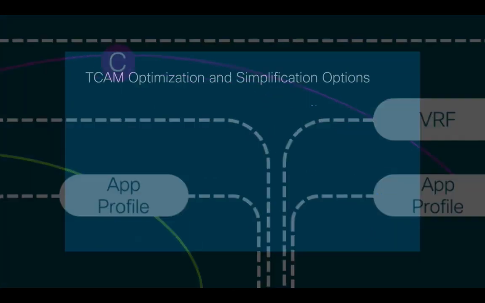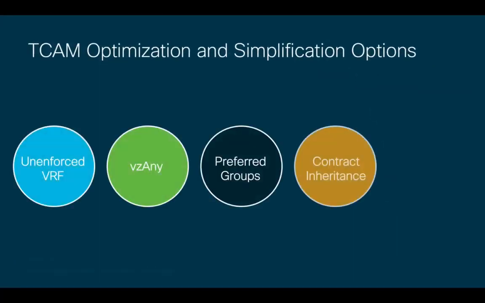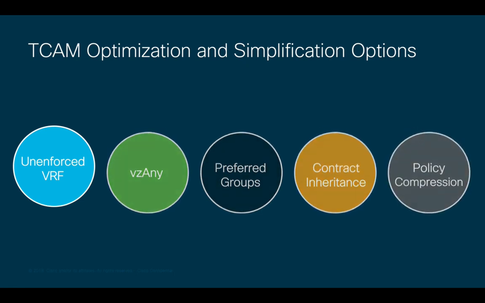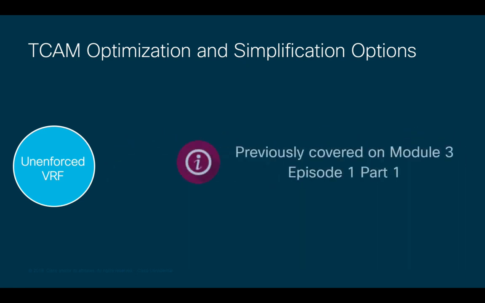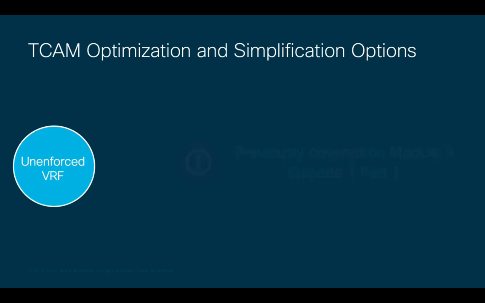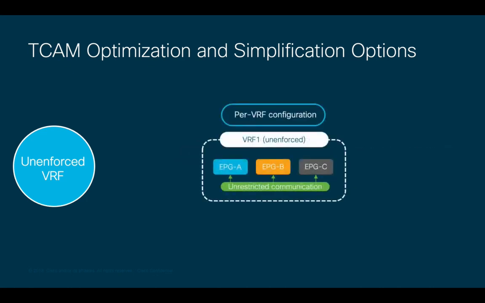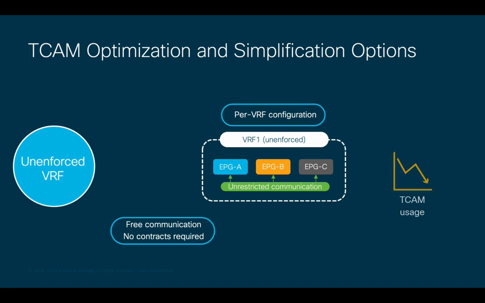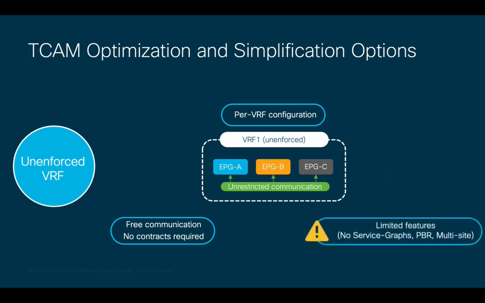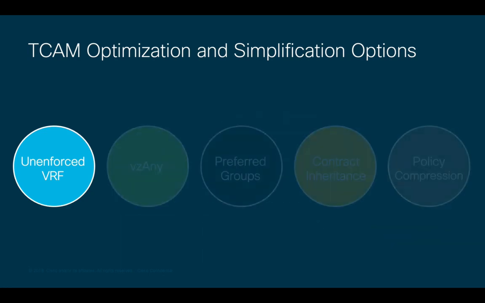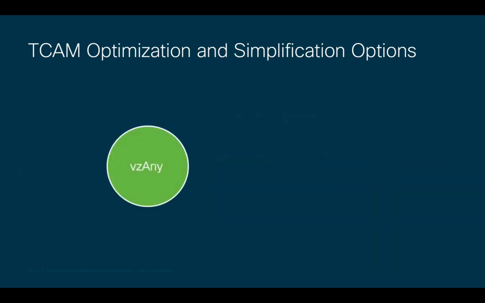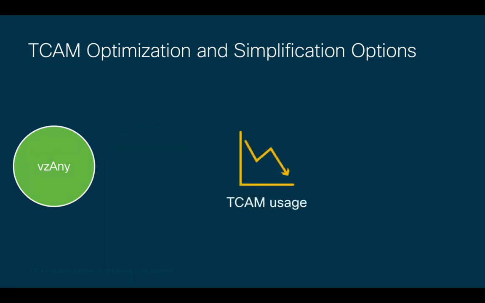Let's now cover a few additional configuration options that may impact TCAM's usage. First, unenforced VRF. As covered in episode 1, part 1 of this module, this option is enabled at the VRF level, and it means that all communications will be allowed within the VRF without any contract configuration needed. This obviously reduces TCAM consumption. However, some features like service graphs, PBR, and even quality of service cannot be configured when this option is used. This is why vzAny may be useful, allowing you to reduce TCAM consumption without losing features.